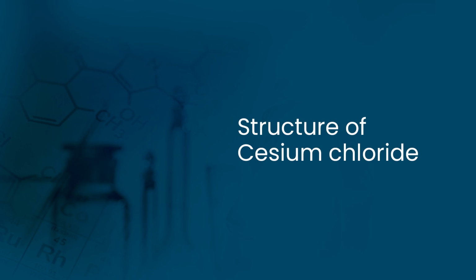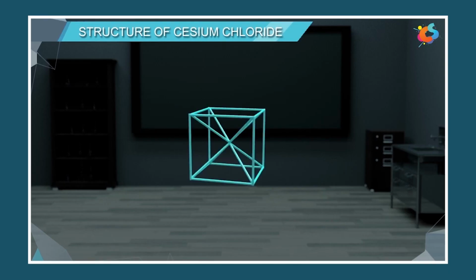Okay, coming to the structure of cesium chloride. Cesium chloride crystal is made up of cesium ion as cation and chloride ion as anion. The unit cell of cesium chloride is shown in the figure. Cesium ions are represented by hollow circles and chloride ions are represented by solid circles.